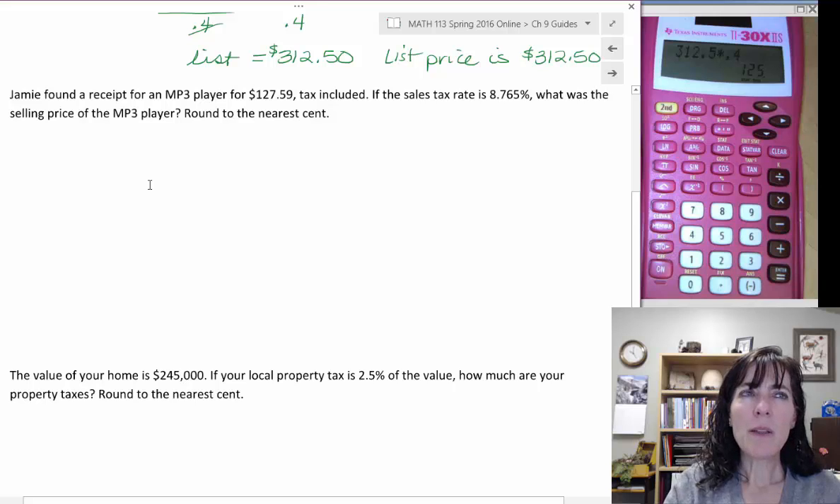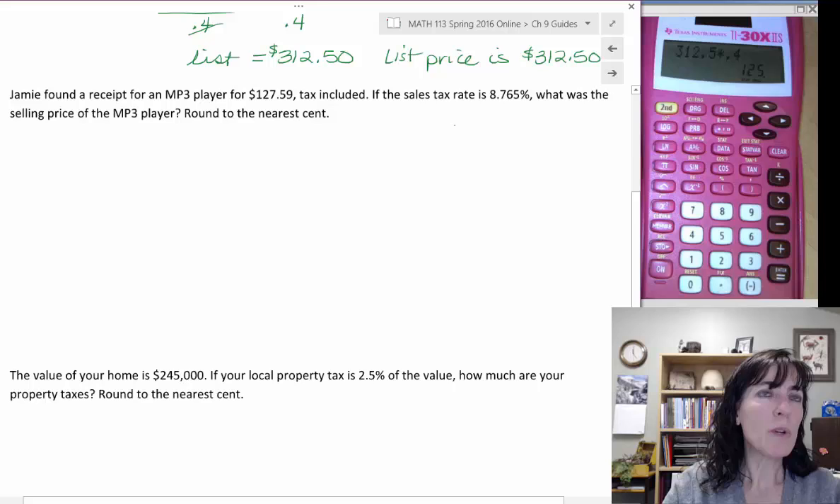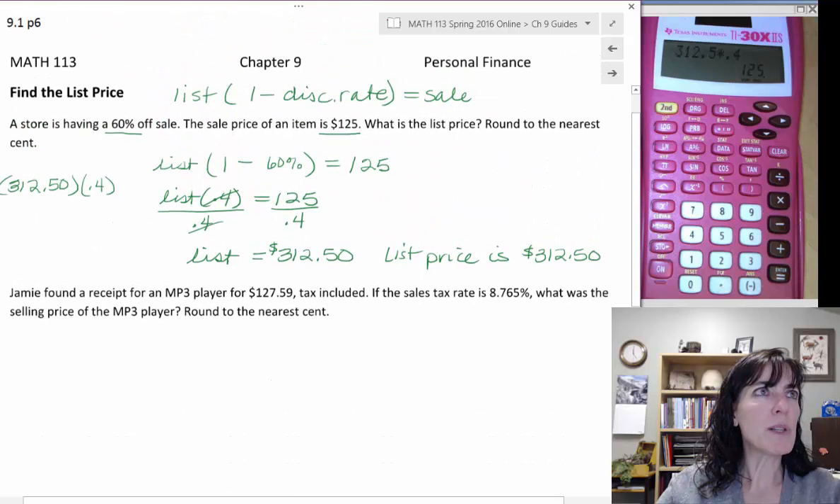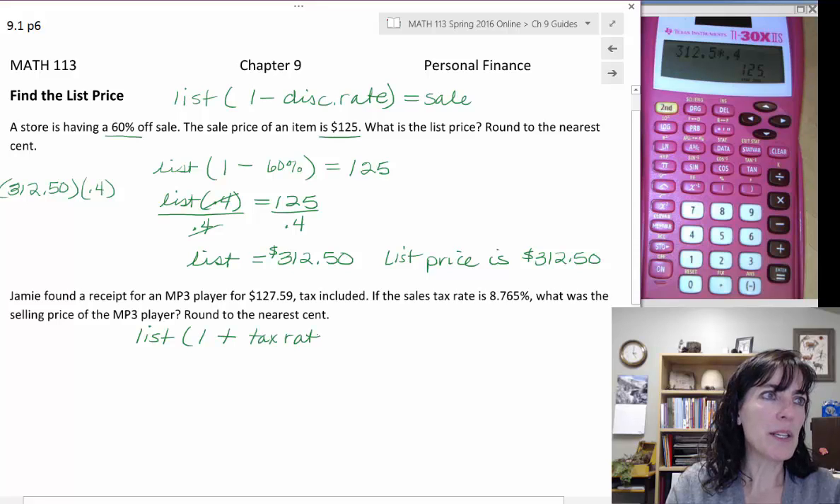So I'm thinking this would be sales tax increases your final total. So this would be our percent increase formula, which is very much like the one we used up here. But instead of a subtraction in there, it will be addition. So it will be list times 1 plus tax rate equals total price.